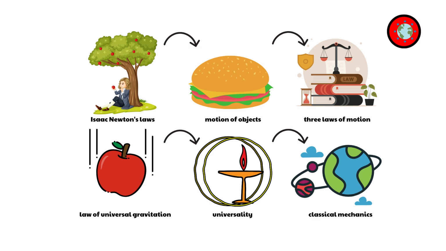The law of universal gravitation extends these principles to explain the attractive force between all masses in the universe. It reveals that the same force causing an apple to fall also keeps the Moon in orbit around Earth and Earth around the Sun. These laws are profound in their universality. They apply equally to objects on Earth and celestial bodies, unifying terrestrial and celestial mechanics. This unification was revolutionary, suggesting that the entire universe operates under the same fundamental principles.